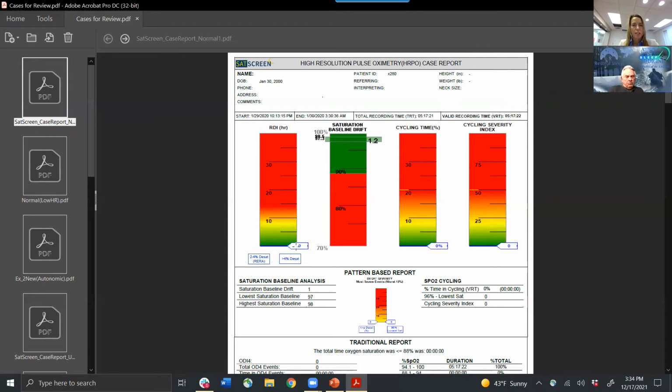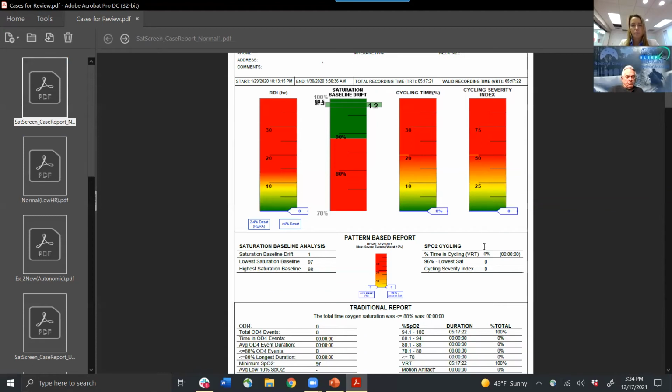Looking at the RDI, in this case it is 0, so no concerns there. We have a high saturation baseline. There's not much drift in that gradient there. And then we have a low cycling time and low cycling severity.